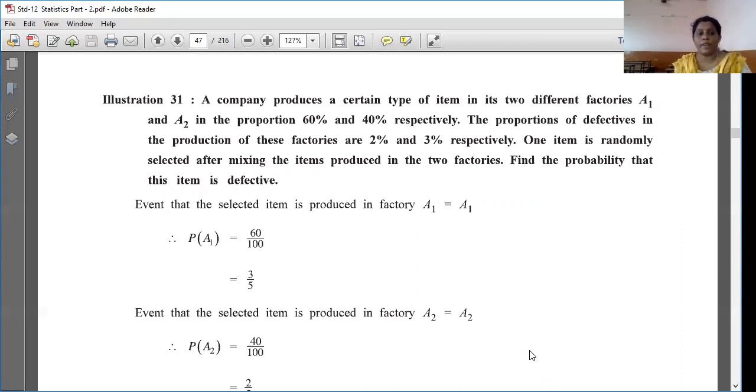The proportion of defectives in the production of these factories is 2% in the first factory, and in the second factory, that is A2, 3% are defective. One item is randomly selected after mixing the items produced in the two factories. Means all the items produced in factory 1 and factory 2 are mixed, and we have to select one item from that. Find the probability that the item is defective.